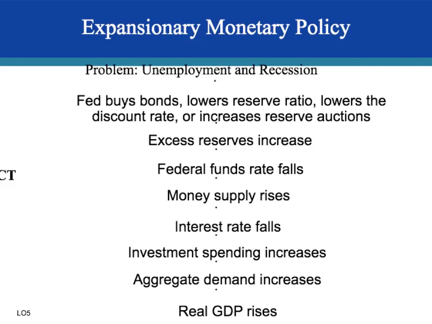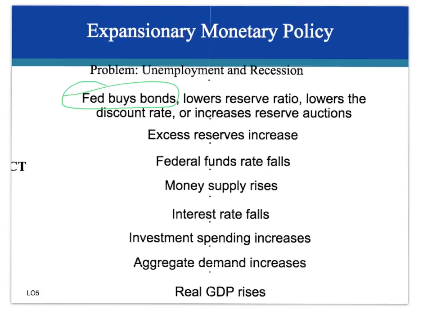Okay, so long story short, if there's recession and unemployment going around, the Fed buys bonds. They can also lower the reserve ratio, the discount rate, and increase reserve auctions, but most likely the Fed's going to just buy bonds. Excess reserves increase, the federal funds rate falls, money supply rises, interest rate falls, investment spending increases, aggregate demand increases, and then real GDP rises and unemployment falls.